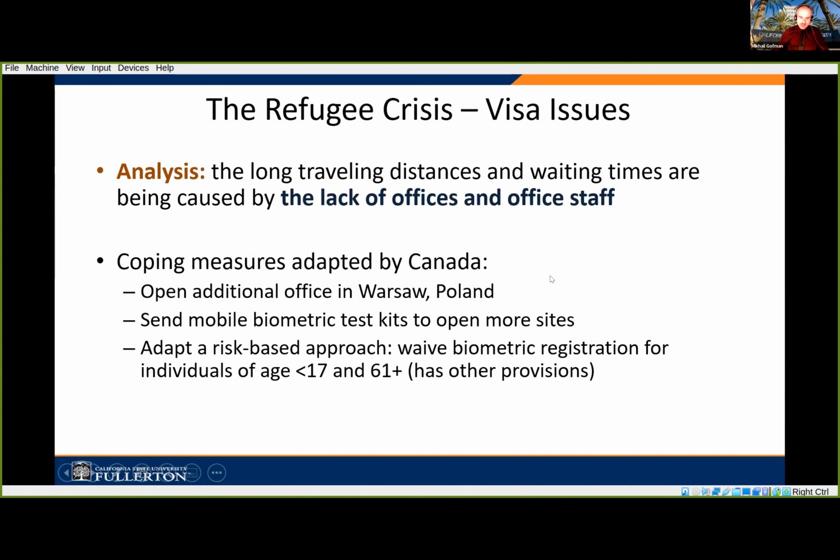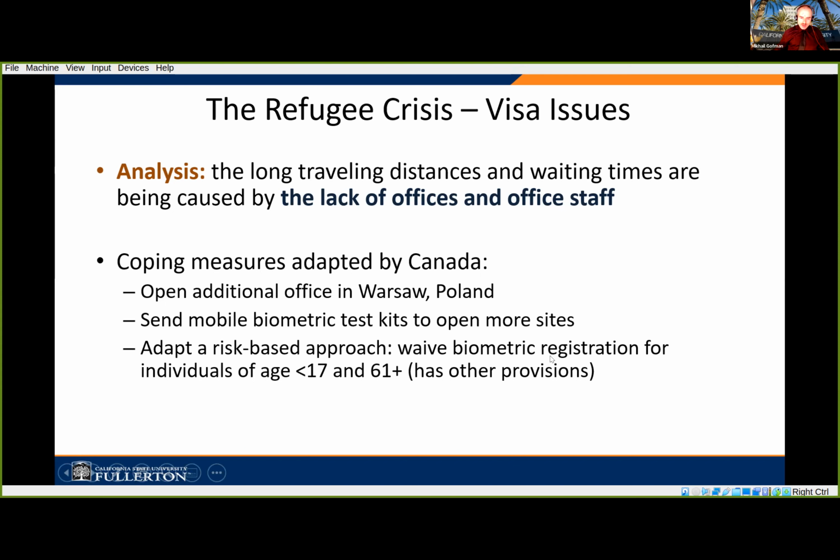and because Poland is one of the major locations where the refugees from Ukraine flee to, having an office there is good, because a lot of refugees who seek asylum in other countries can simply cross the border into Poland and then have their biometric scan to go to another country to seek asylum. Also, the Canadian government has sent mobile biometric testing kits so that more sites can be opened across Europe quickly. Also, Canada has adopted a risk-based approach to biometric scanning.